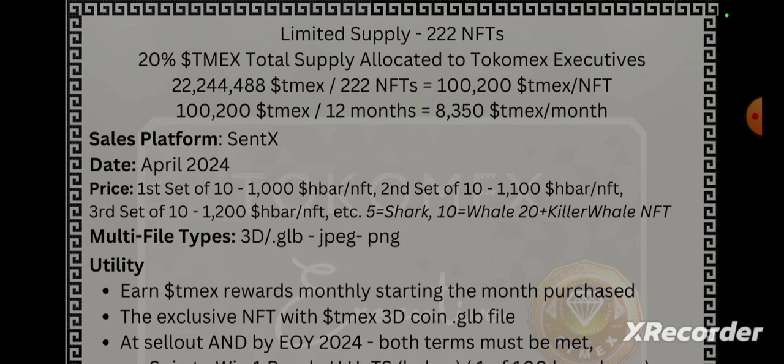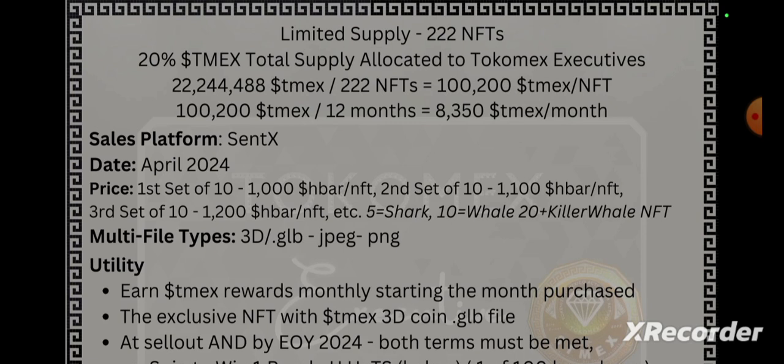So the sales platform, you can find the links below as well. It's at CentX. All right. We are actually starting the sales April 20th, which is tomorrow, Saturday, April 20th, 2024. The price goes like this. The first set, we're going to be selling them in sets of 10. Each one's 1,000 HBAR. And then the second set will be 1,100 HBAR each, and so on to the third set, etc.